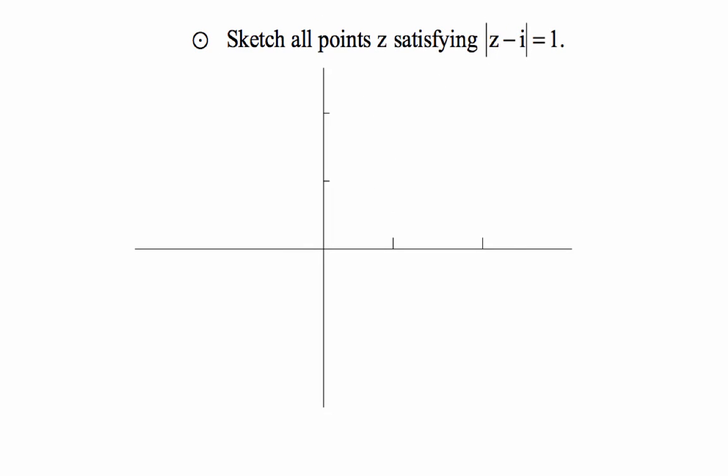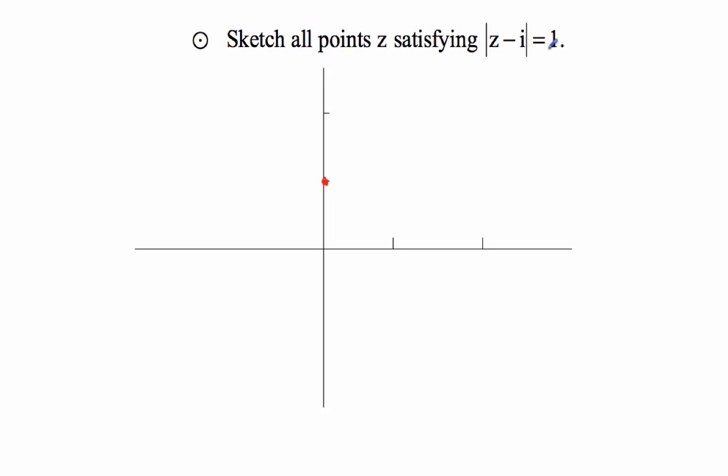Let's now look at this problem, where we are asked to sketch all points z which satisfy the condition that the magnitude of z minus i is 1. The way we should read this is that this is the distance between the point z and the point i. The point i is, of course, over here. And the distance between z and i must always be 1.